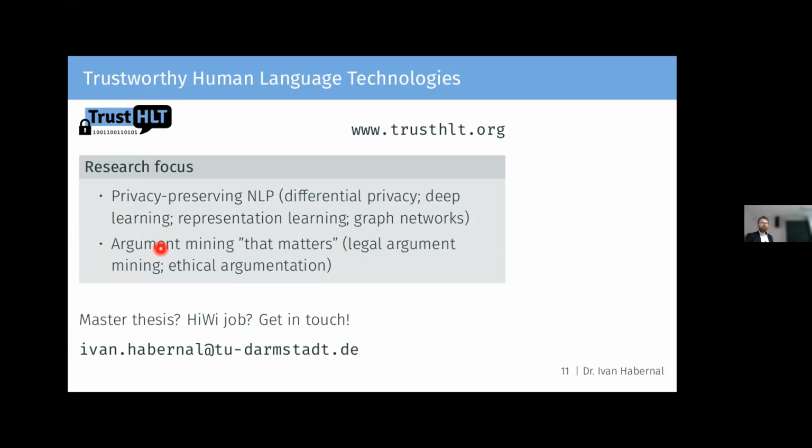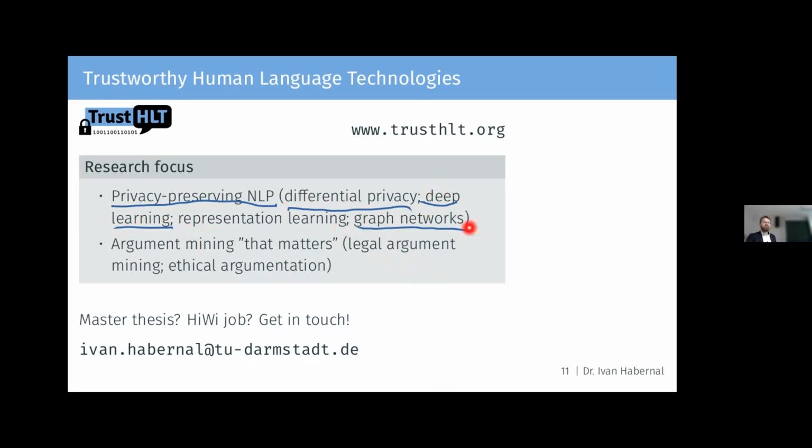Okay, so a little bit of introduction, who are we? Martin will introduce himself once he starts his lectures later on. And I'm going to introduce a little bit of my group. It's called Trustworthy Human Language Technologies. What does it mean? It means many things, but mainly we are dealing with privacy. So we're looking into privacy preserving natural language processing. What does it mean to protect your privacy? If you're part of the data somewhere and we're training with your data, can we protect your privacy? If it's natural language text, it's also a little bit tricky. What we're using is differential privacy, and with deep learning is definitely the tool of the day, graph networks and so on. So this is our research.